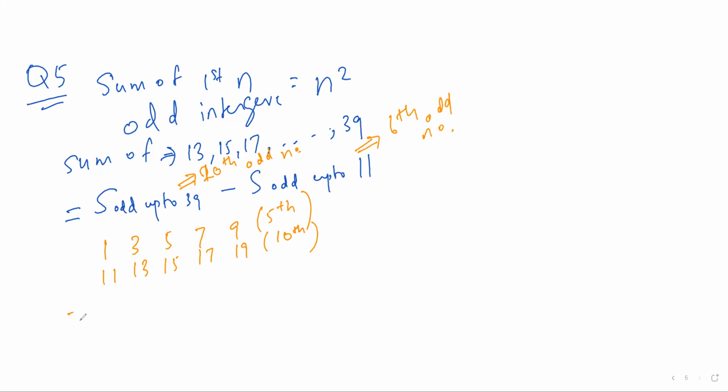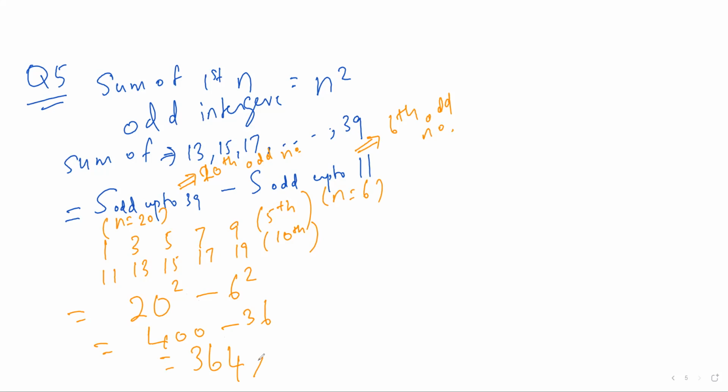And 11 is the 6th odd number. In order to get this one, the sum of odd numbers up to 39 is n squared, which is 20 squared. Okay, n is 20 in this case. Whereas here, n is 6, minus 6 squared. So that will be 400 minus 36. That will be 364. Got it? You can always put other equations here, okay?